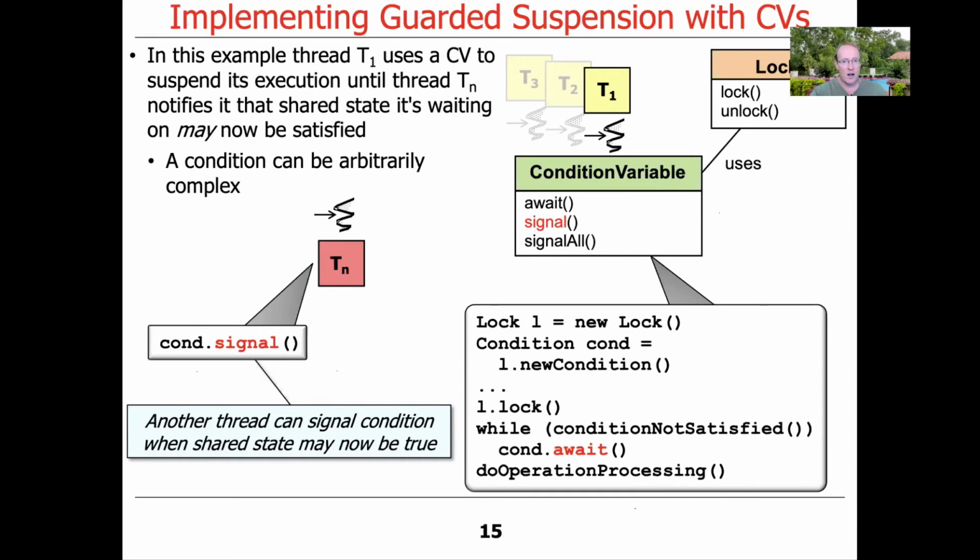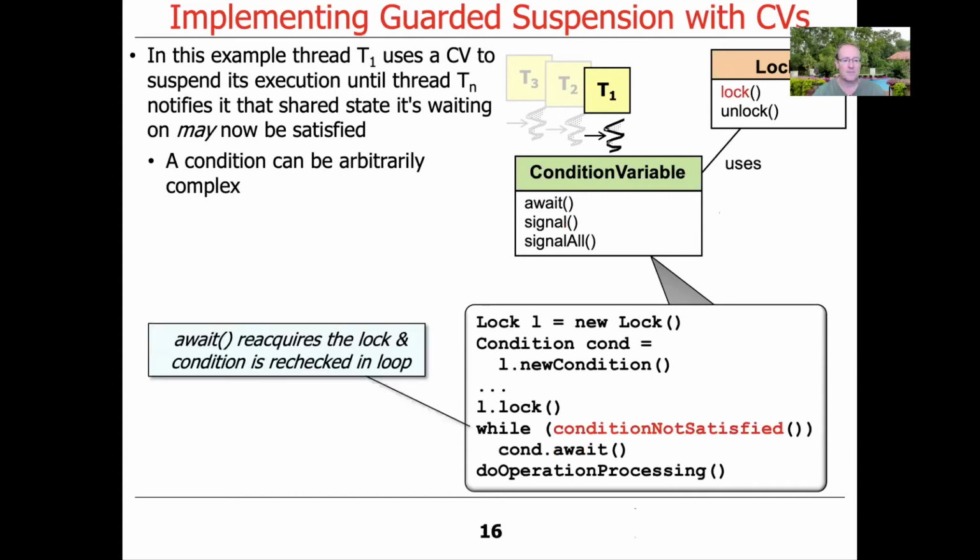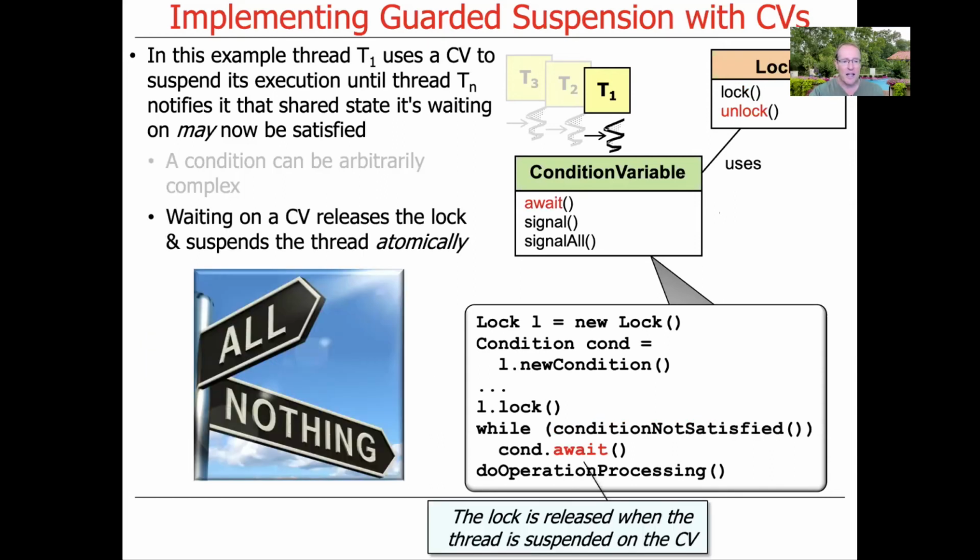So when they're awakened, when they're signaled, that causes await to return, and it will automatically and atomically acquire the lock. So once the lock has been reacquired, then we loop back around again and recheck to see if the condition is now to our liking. If it is to our liking, then we're going to make forward progress and get through the guard. If it's not to our liking, we go back to waiting again.